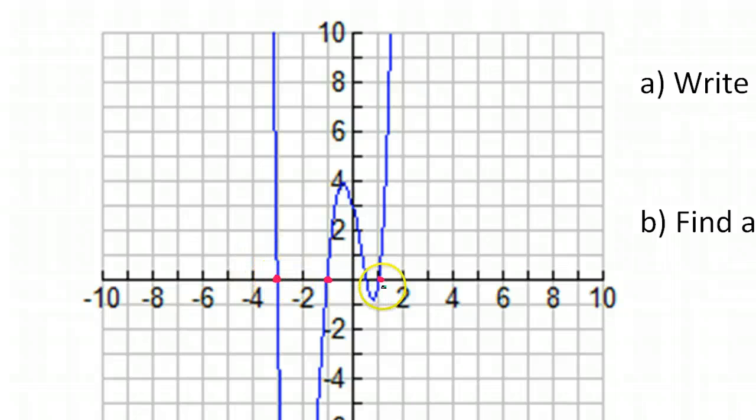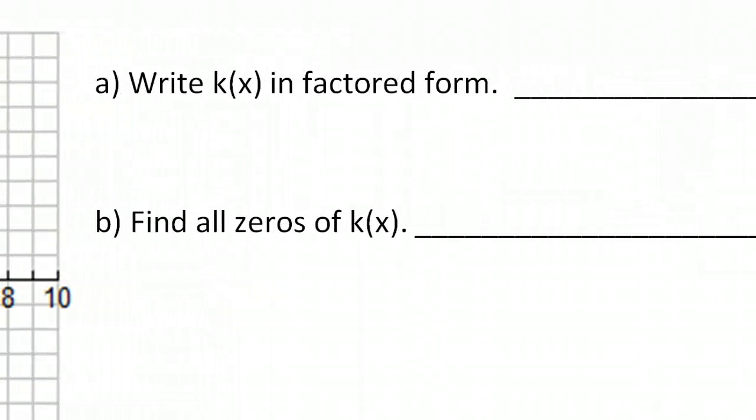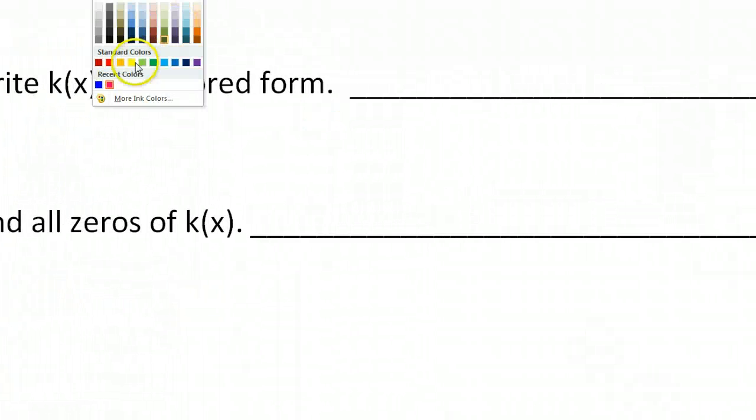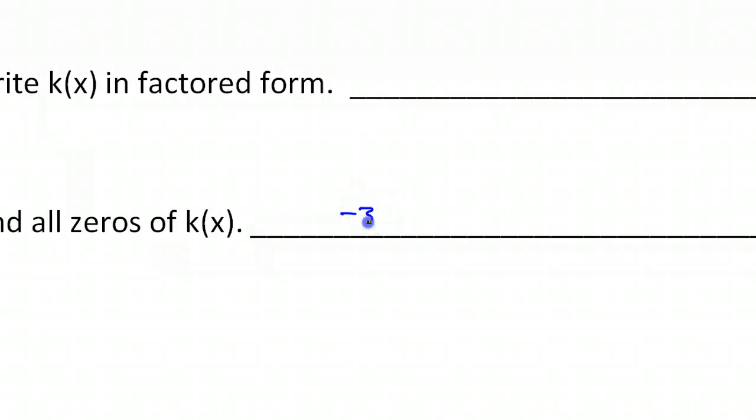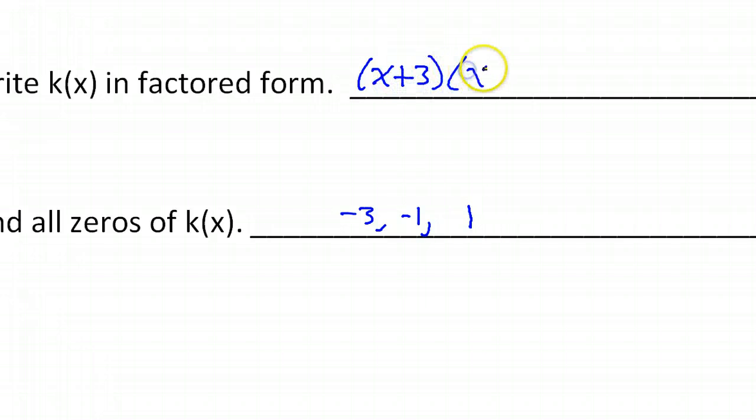Let's focus on the 3 that are more obvious. So I've got -3, -1, and +1. Okay, so let's write that down. So I've got -3, -1, and +1. And as far as factors, that translates into x plus 3 and x plus 1 and x minus 1.